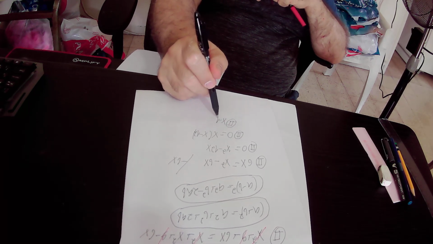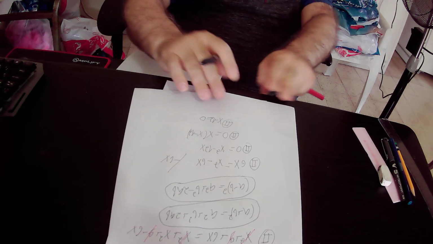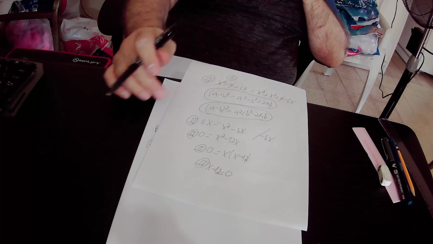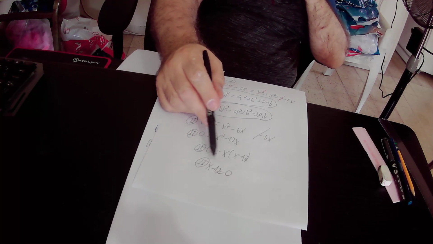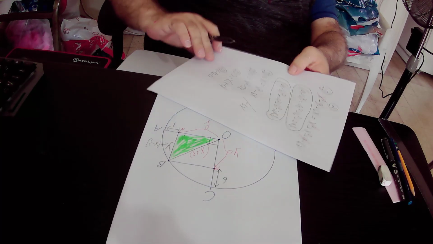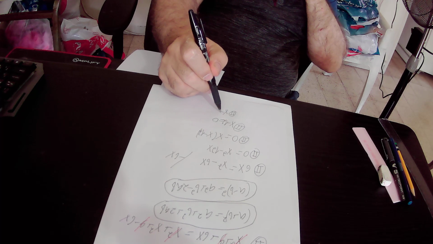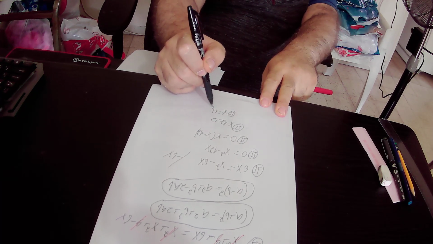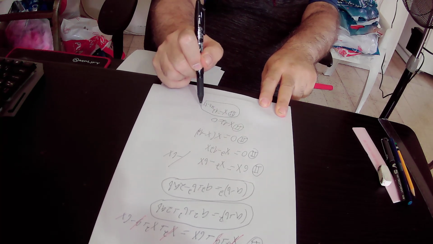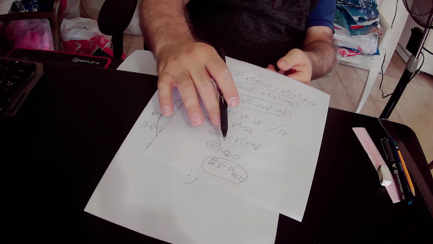x minus 12 equals 0. So we'll add 12 to both sides of the equation and we'll get that x equals 12 units. So the answer is that x equals 12 units.